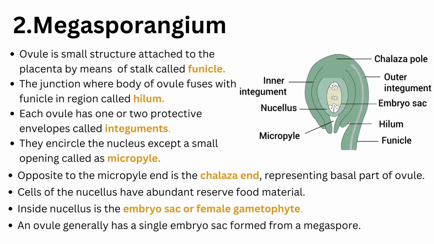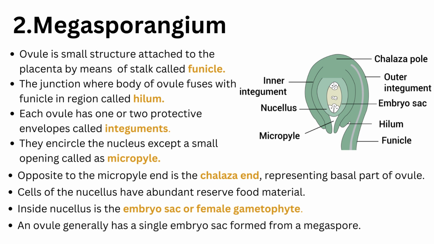Now the second female structure is the megasporangium. Pay attention to the diagram, and follow the things written in it. The ovule is a small structure attached to the placenta by means of a stalk called the funicle. The junction where the body of the ovule fuses with the funicle is called the hilum. Each ovule has one or two protective envelopes called integuments. They encircle the nucellus except a small opening called the micropyle. Opposite to the micropyle end is the chalaza end, representing the basal part of the ovule.